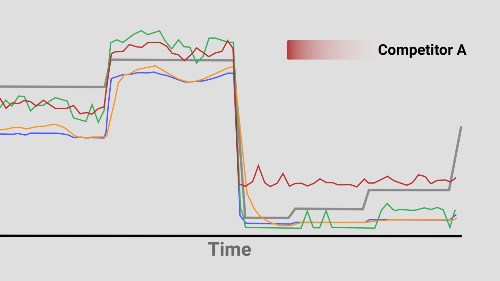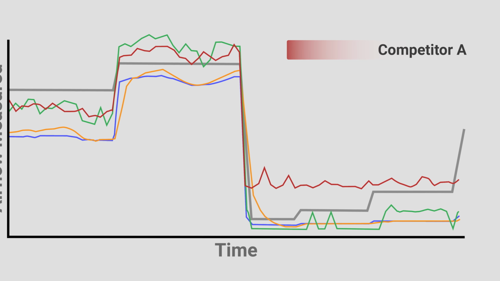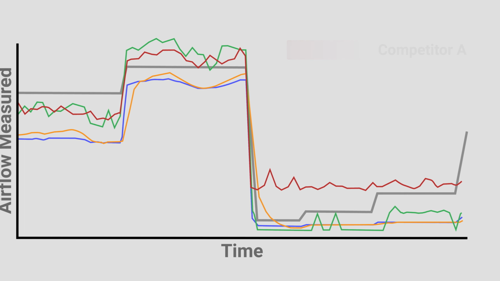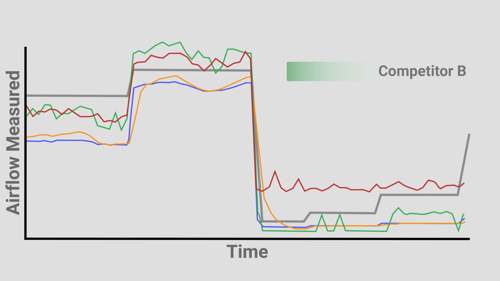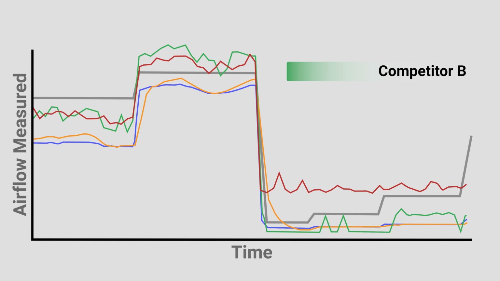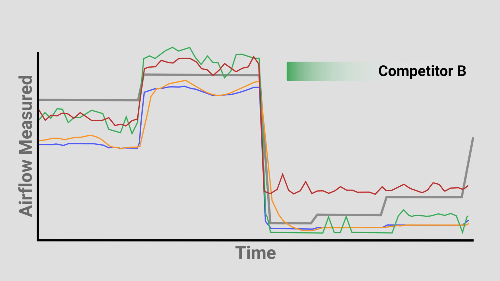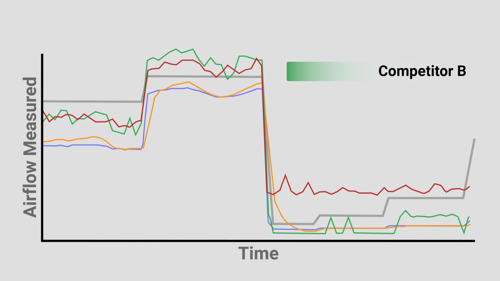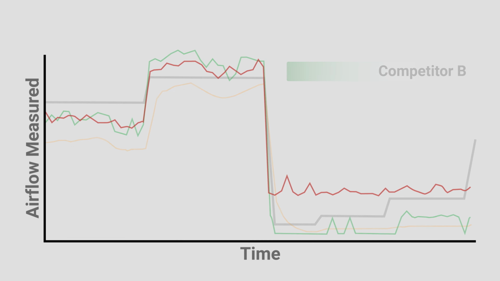This overestimation in measurement would lead to underventilation and a sick building. For competitor B, we're seeing no or erratic measurement that's under the ASHRAE 111 equation, and this will lead to overventilation and a waste of energy.